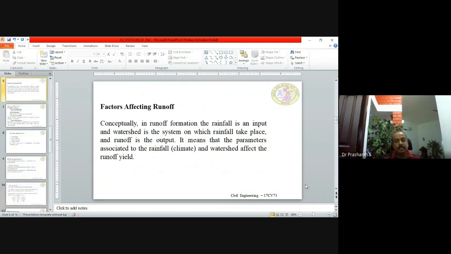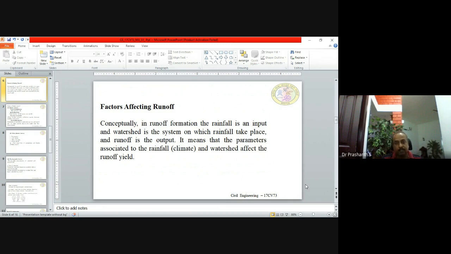Let's study what are the factors which will have an impact on runoff. We have discussed what is runoff, surface runoff, direct runoff, all those definitions in the previous slides. Let's come to what are the factors which will have an impact on the runoff. Conceptually, in runoff formation, the rainfall is an input and watershed is the system on which the rainfall takes place and runoff is the output. So rainfall is an input and runoff is the output.